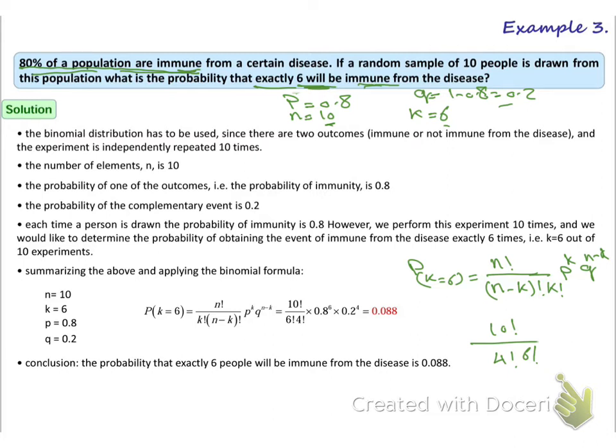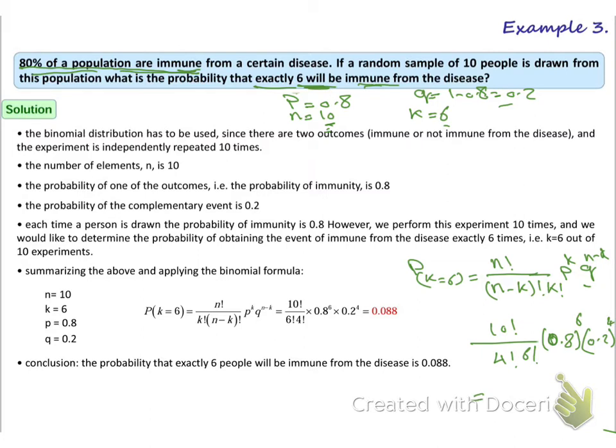Then p, what is p? P is 0.8, 0.8 of power 6, q, which is 0.2, of power n minus k, 10 minus 6 equals 4.